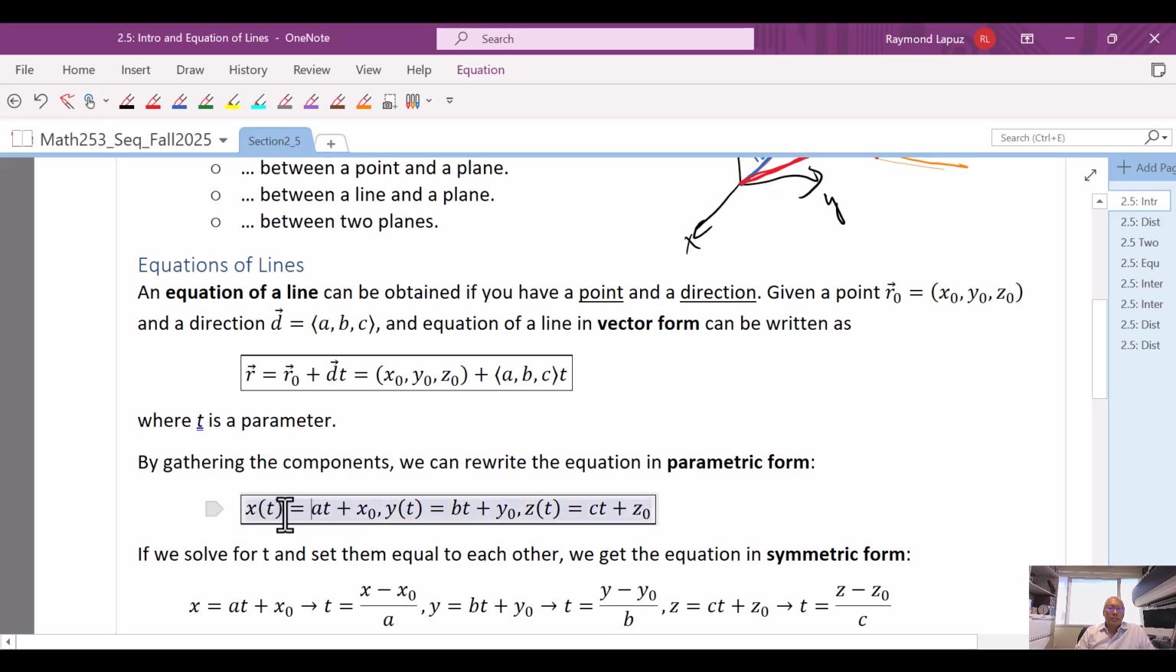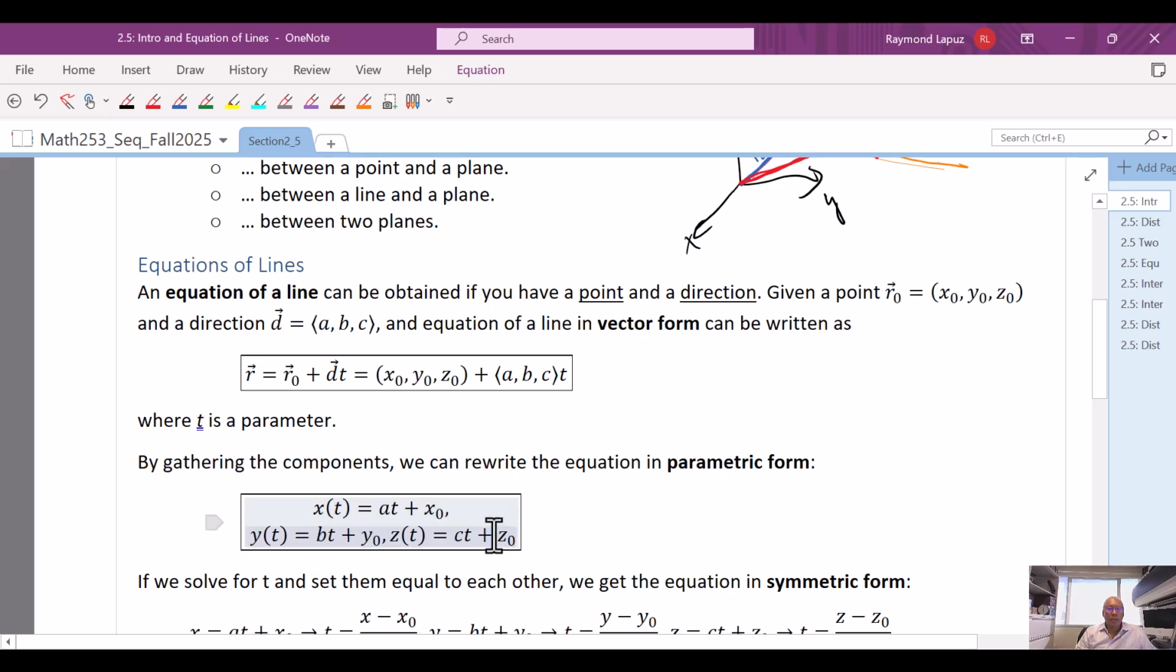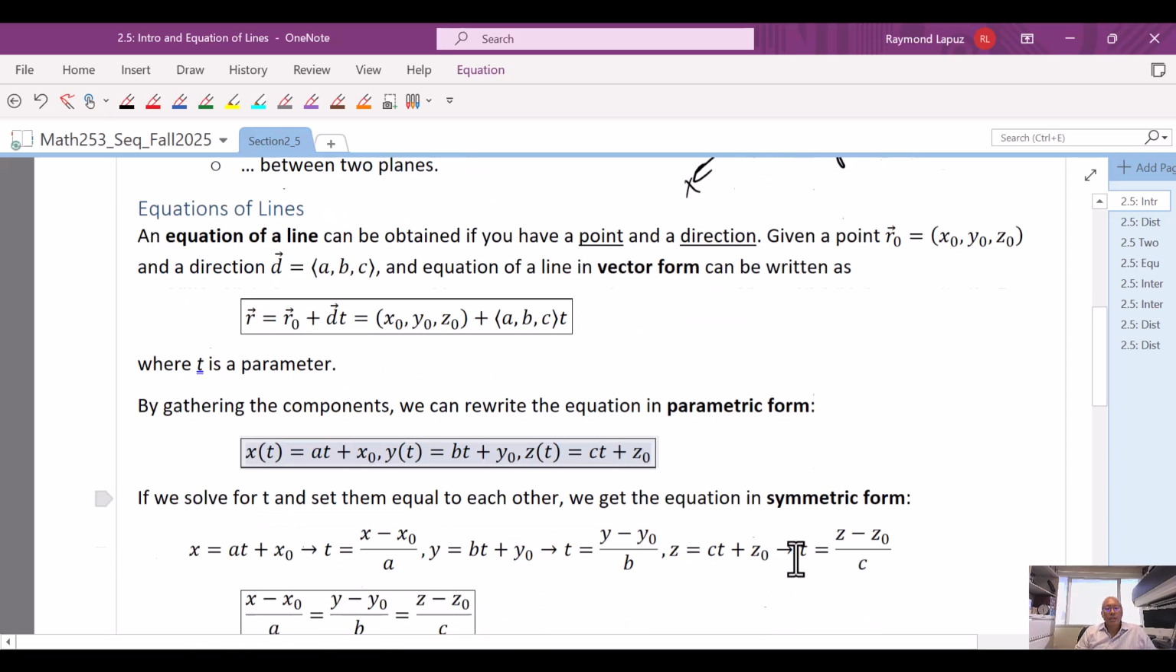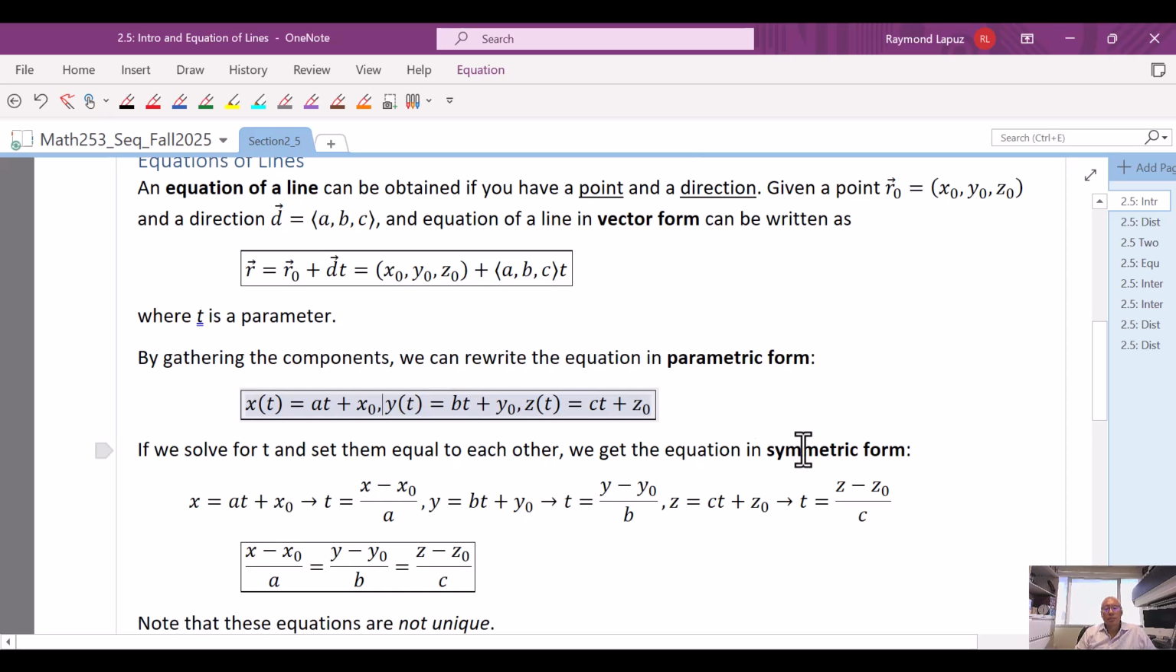This t here is not really that important. We can probably take that out if you want, but I left it there because we know that each of these are functions of t, and t is your parameter. All right, now the last form is called symmetric form, which I don't think is used much, but sometimes people would like to get rid of the parameter t.